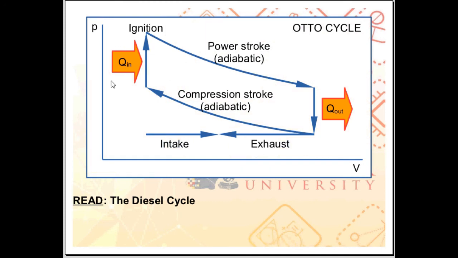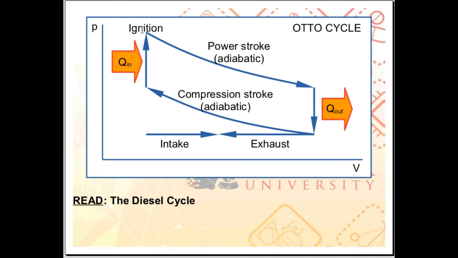The following PV diagram illustrates the Otto cycle. You have intake, where the air and fuel mixture is taken into the piston system, and then the piston compresses the air fuel mixture, an adiabatic process, and then the air fuel mixture is ignited by the spark plug, which produces our heat intake, Q in or QH.